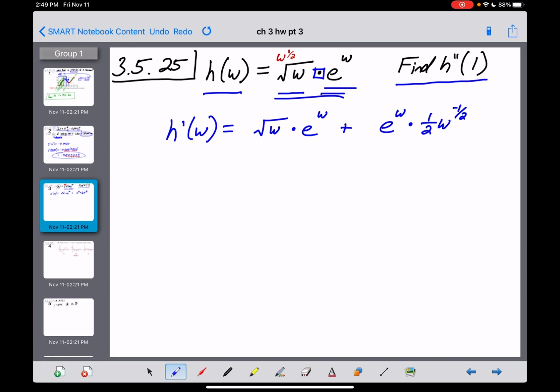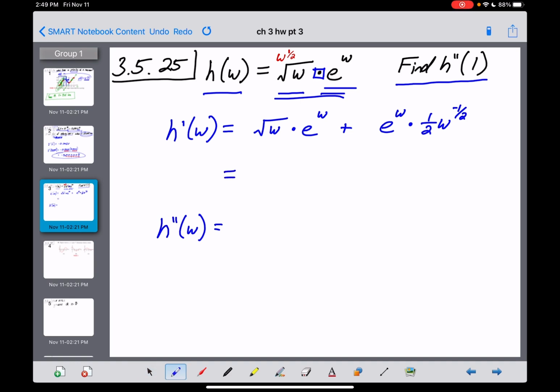So there's h prime of w, and now let's go to find our second derivative, h double prime of w. And this is going to get even more fun. All right, everybody, unless I just had an idea before I move any further of what might make our life a little bit easier.